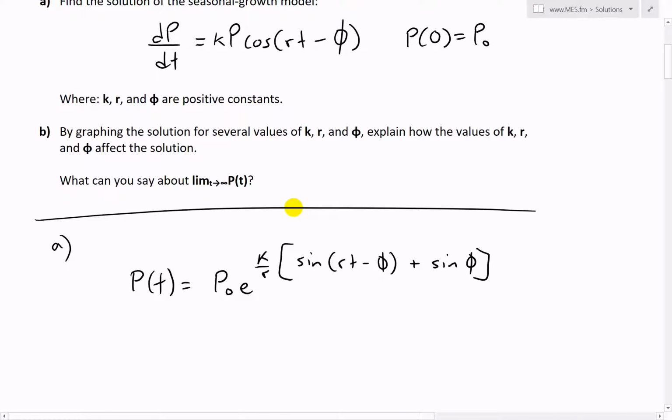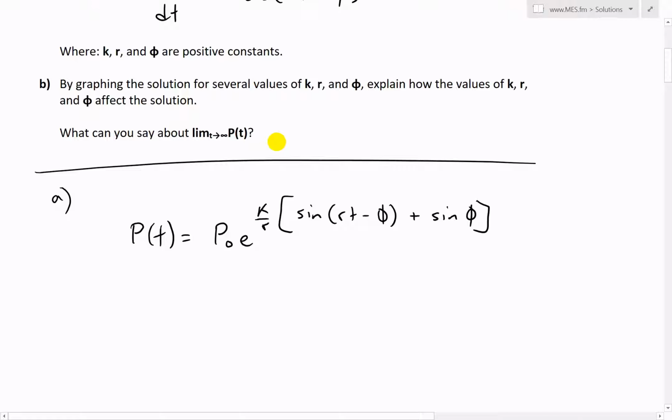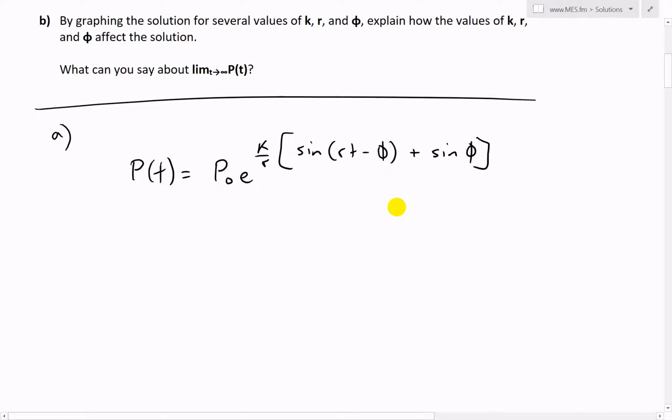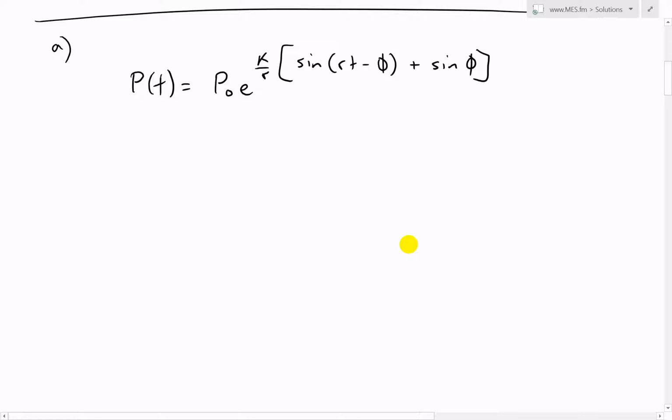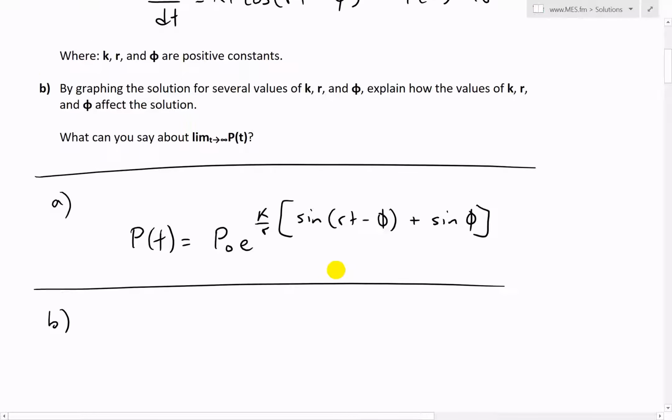Now part B states: by graphing the solution for several values of k, r, and φ, explain how the values of k, r, and φ affect the solution. It also asks, what can you say about the limit as t approaches infinity of P(t) of this population equation? So let's look at part B. The first thing is to graph this.